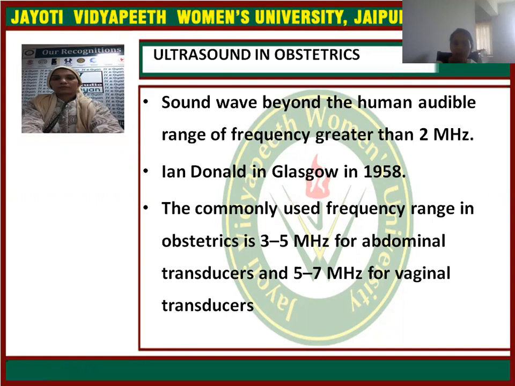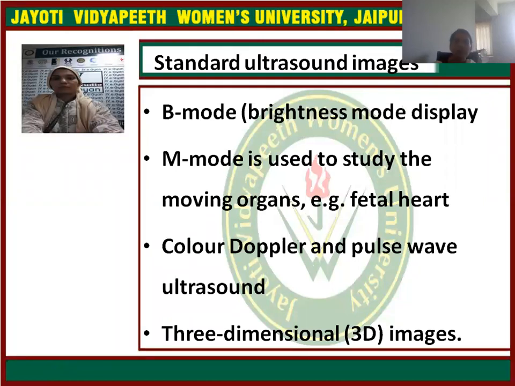The commonly used frequency range in obstetrics is 3 to 5 megahertz for abdominal transducers and 5 to 7 megahertz for vaginal transducers. Standard ultrasound images: B mode, brightness mode display, is used. M mode is used to study moving organs, for example the fetal heart. Color Doppler and pulse wave ultrasound are also used. Three-dimensional ultrasound can also give standard ultrasound images.